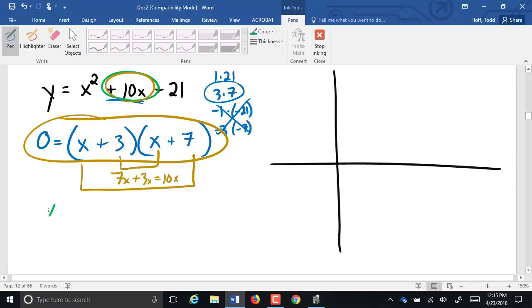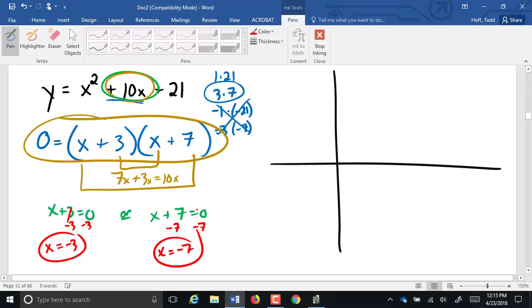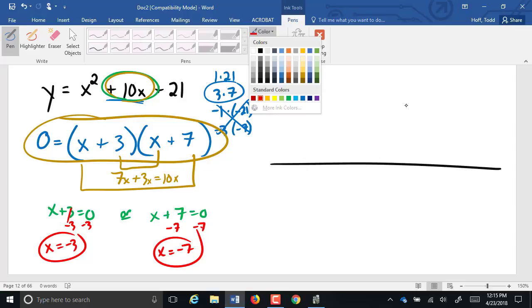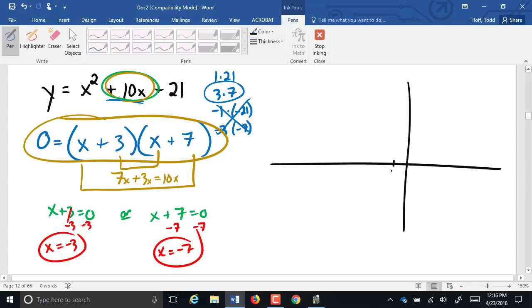So now that tells us that either x plus 3 equals 0, or the other root's at x plus 7 equals 0. So we go to solve each of these. This one we subtract 3. X equals negative 3. Or over here we subtract 7. X equals negative 7. So we're going to put those roots on our graph. So we've got negative 3 is right here, negative 7 is right there.